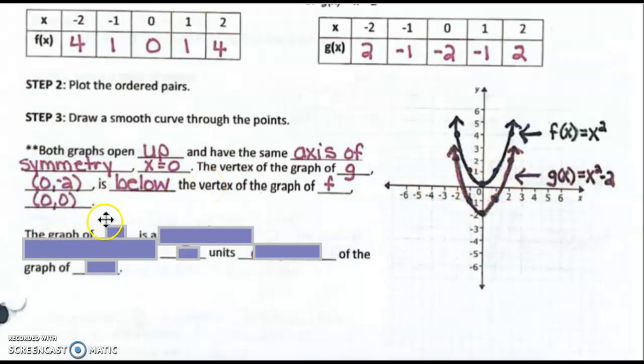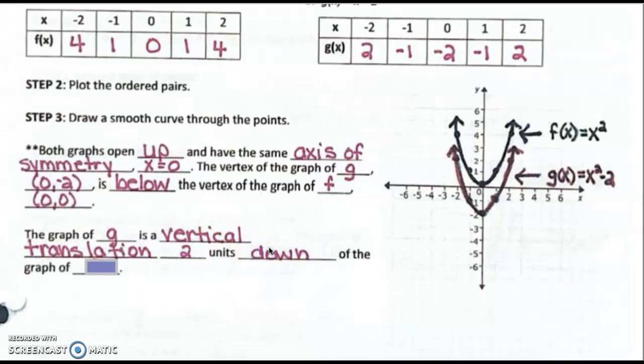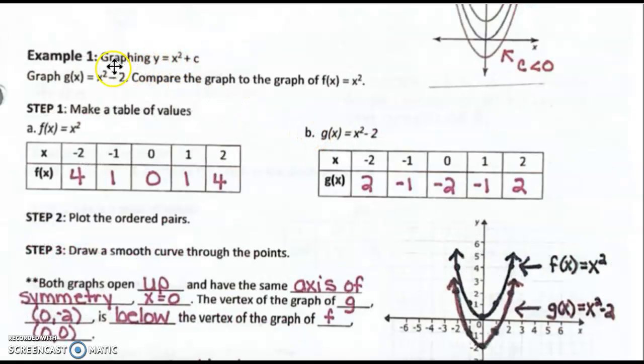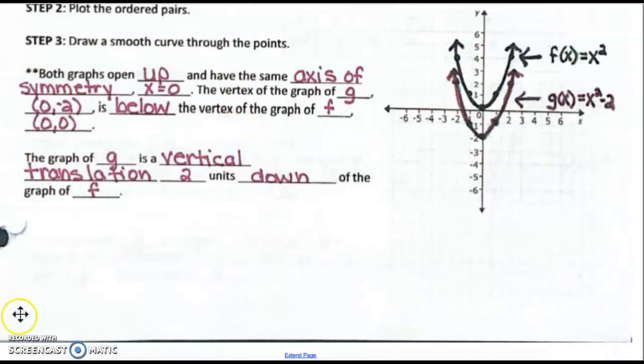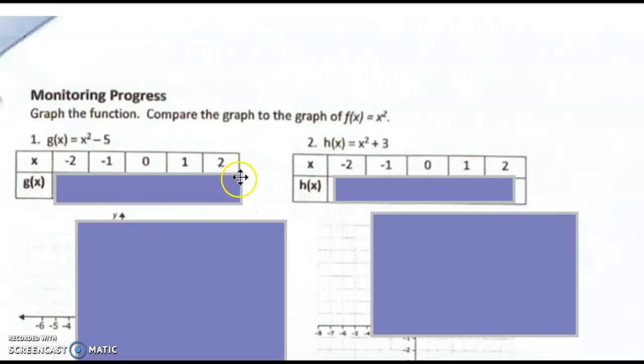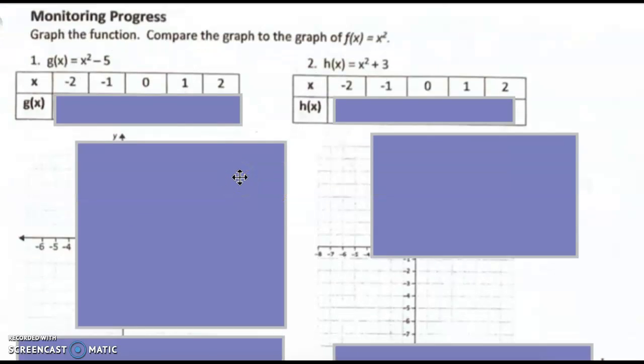Okay, so we can say that the graph of g, sorry, you can't see that. The graph of g is a vertical translation 2 units down of the graph of f. Okay, so that minus 2 right here just means it moved it 2 units down. All right, next page. So this is monitoring progress.